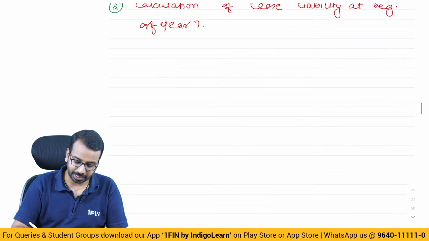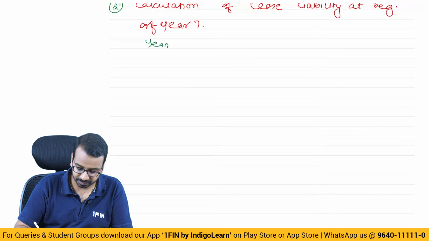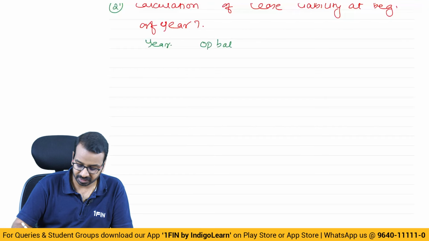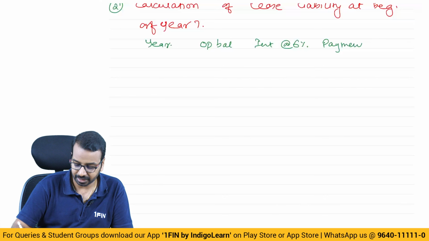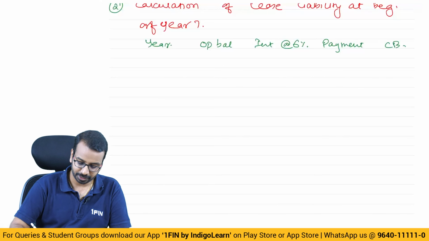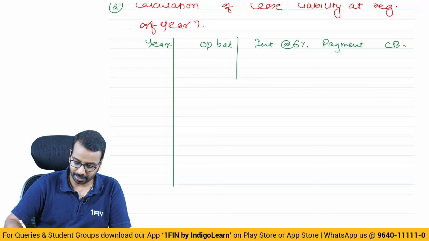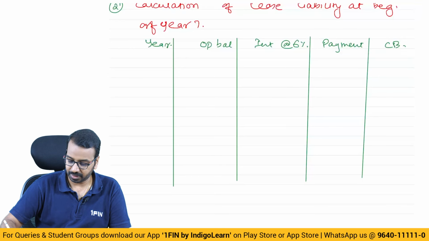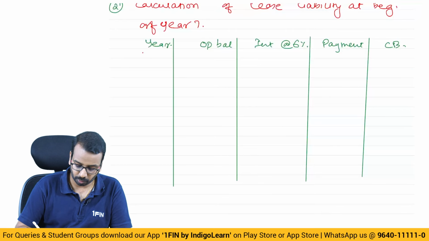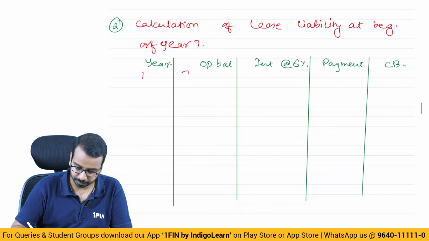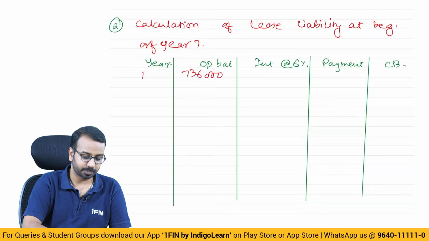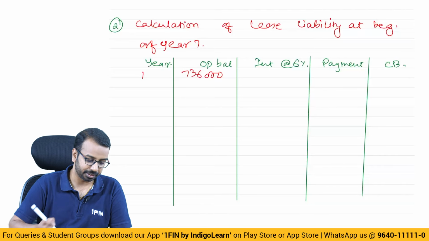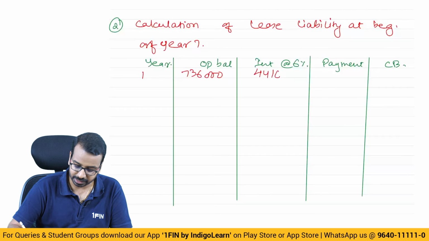Okay. So, how do we calculate that? You can take year, opening balance, interest at the rate of 6%, payment and closing balance. Okay. So, we will take for every period opening balance, interest, payment and closing balance. Now, year 1, what is the opening balance? 7,36,000. Interest at 6%. So, 7,36,000 into 6%, 44,160. Payment is 1 lakh. What is the closing balance?